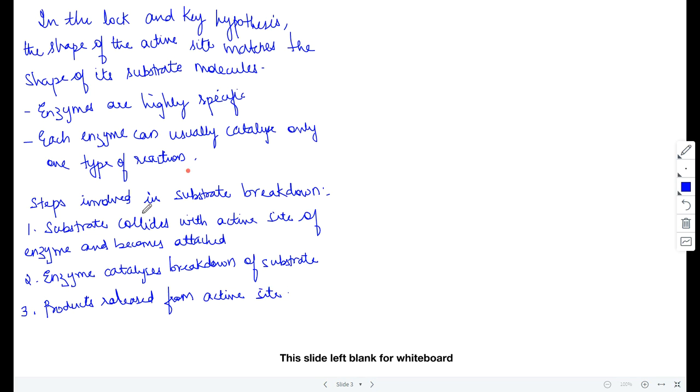This is the lock and key hypothesis, and these are the steps which are involved in a substrate breakdown. Tell me once you're done, then I'll start talking about another topic. Okay, thank you. I'm done, thank you. You're done? Yep.